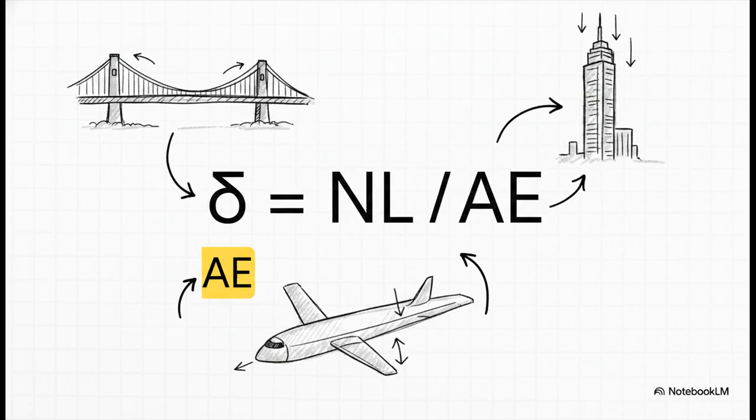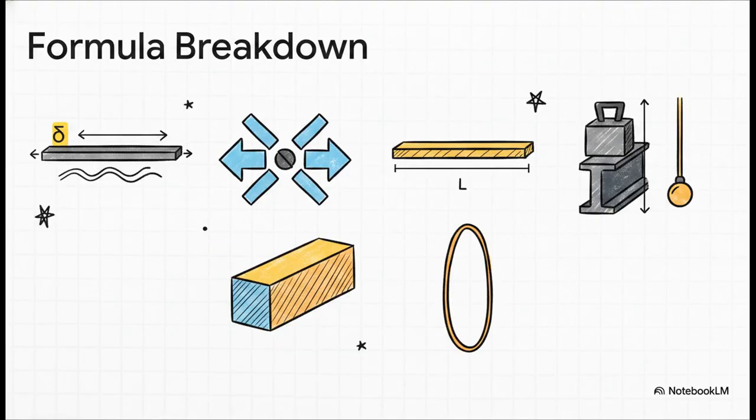We say it as delta equals NL over AE. Let's just quickly break it down. That little triangle, delta, that's what we're solving for, the total stretch. N is the internal force, the pull or the push. L is the object's original length. A is its cross-sectional area, how thick it is. And E is the modulus of elasticity. That's just a special number for every material that tells us how stiff it is. Steel has a crazy high E, a rubber band a very low one.